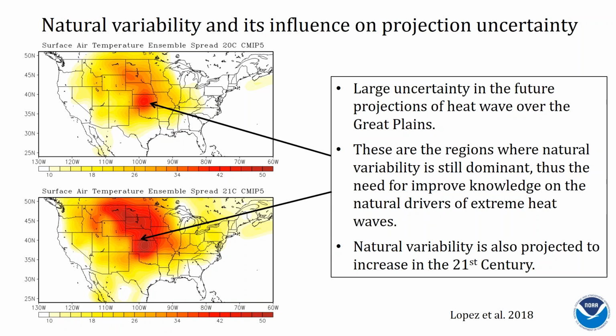And this is for surface temperature, and what we found is a very clear-cut pattern of Great Plains uncertainty, both in the 20th century and 21st century. And for the 21st century, the uncertainty is even larger than in the 20th century. So natural variability is projected to increase in the Great Plains as well.